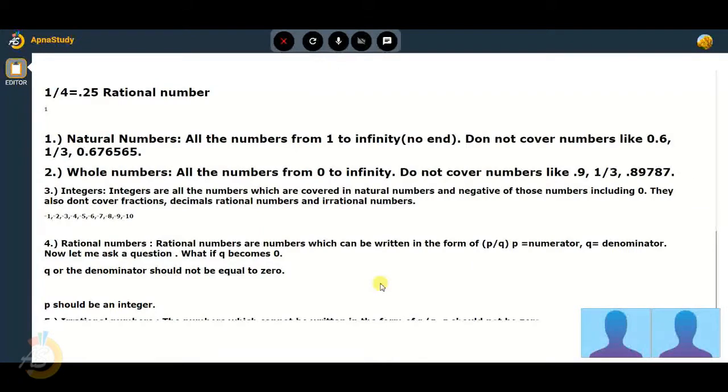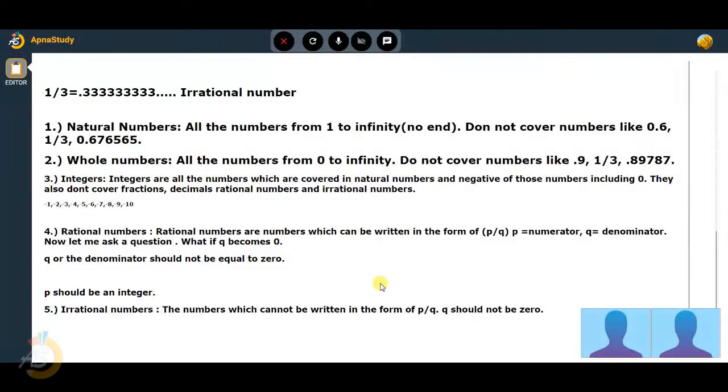But the case was reversed, for example, when I write 1 upon 3, what that becomes is 0.3333, so it is irrational. It is not necessary that an irrational number will always be written in decimal or a rational number will always be written as a decimal. You have to always do the decimal expansion to find out whether our number is rational or irrational.